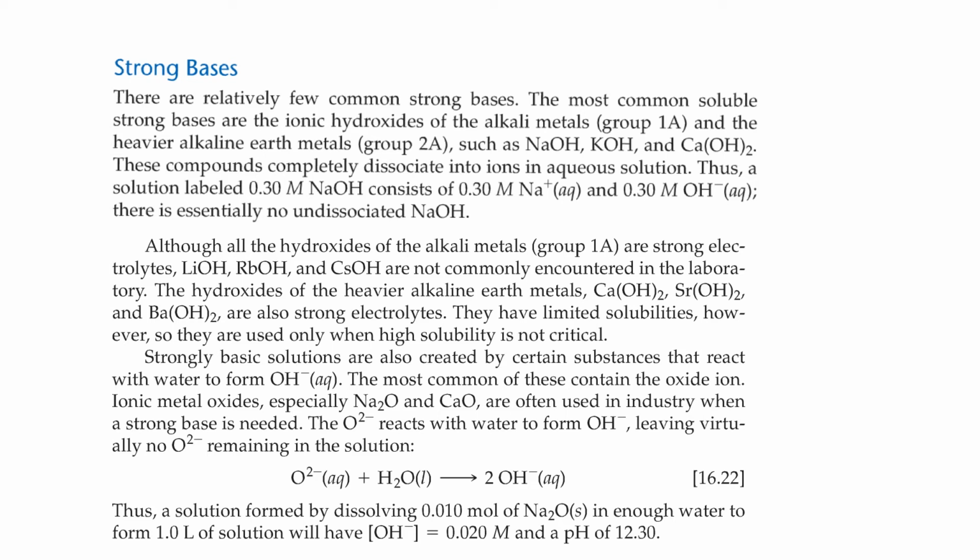Although all these hydroxides of the alkali metals, group 1, are strong electrolytes, lithium hydroxide, rubidium hydroxide, and cesium hydroxide are not commonly encountered in the laboratory. The hydroxides of the heavier alkaline earth metals, calcium hydroxide, strontium hydroxide, barium hydroxide, are also strong electrolytes. They have limited solubilities, however, and are only used when high solubility is not critical.